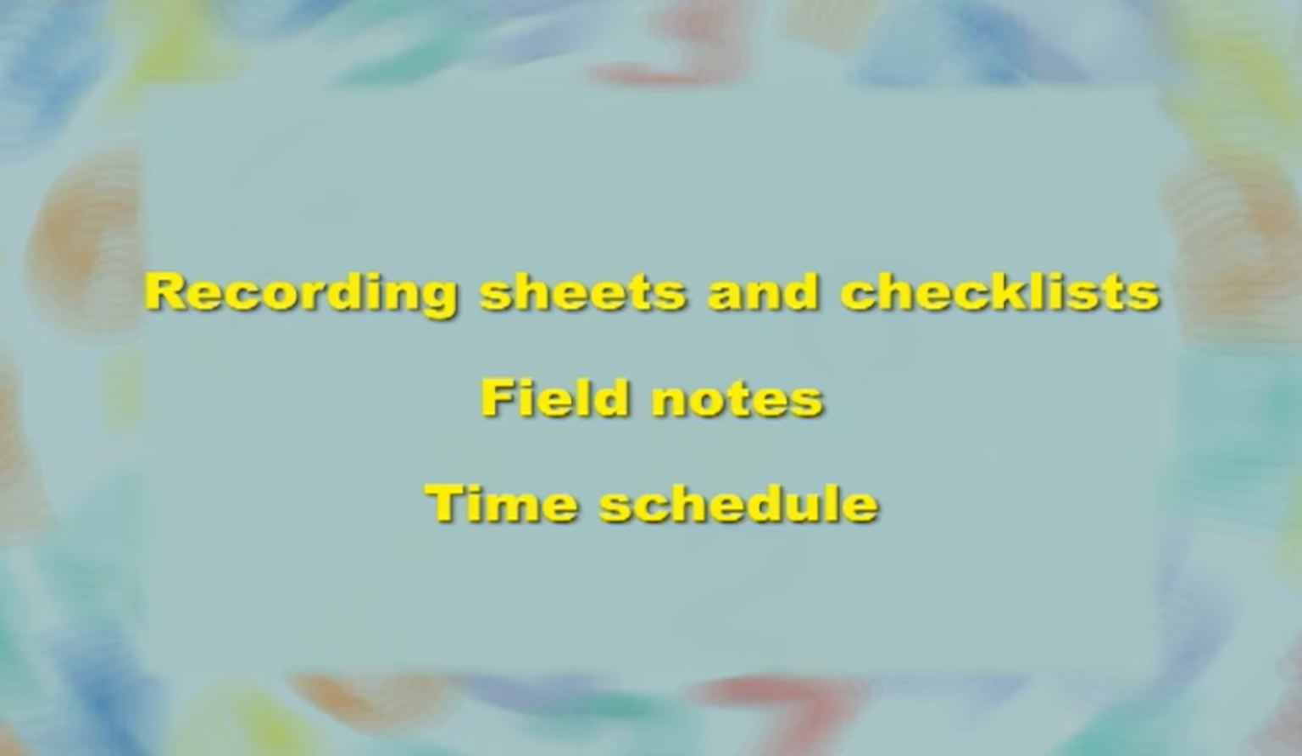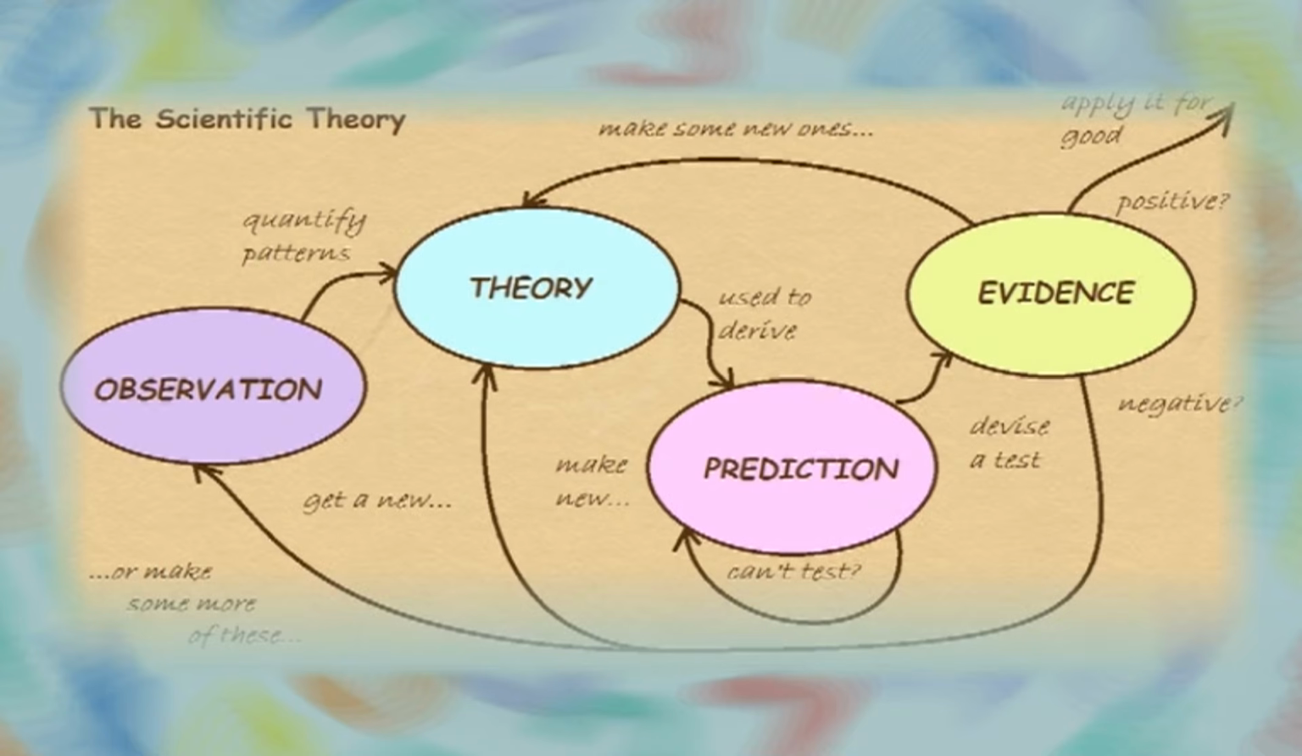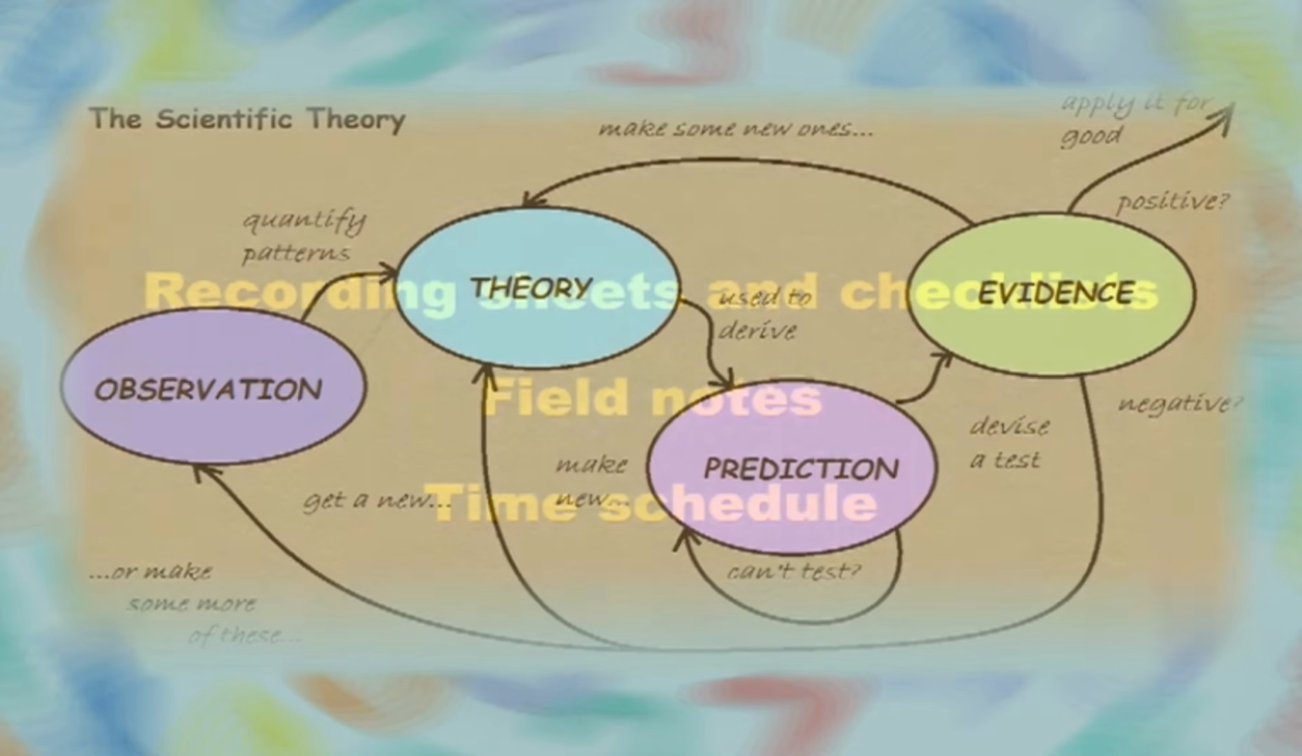Recording sheets and checklists are the most standardized way of collecting observation data. These forms are typically used for collecting data that can be easily described in advance. Example, topics that might be covered in a lesson.